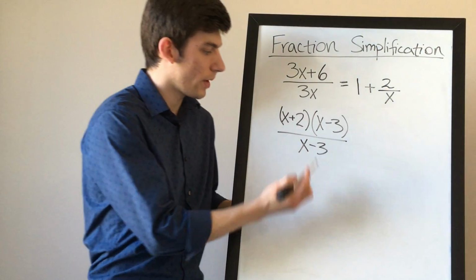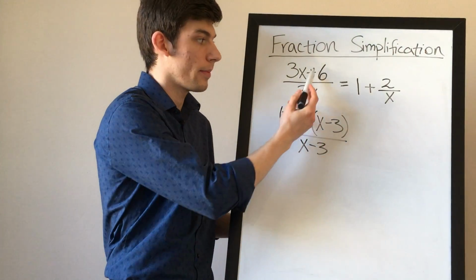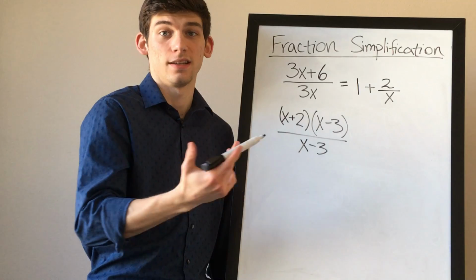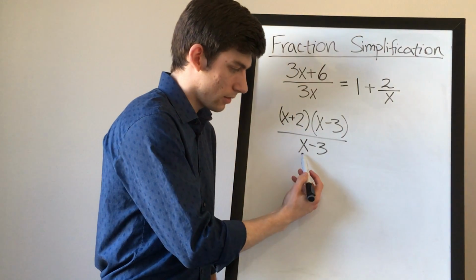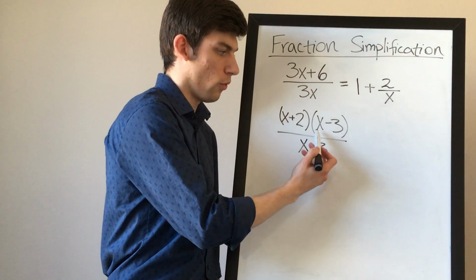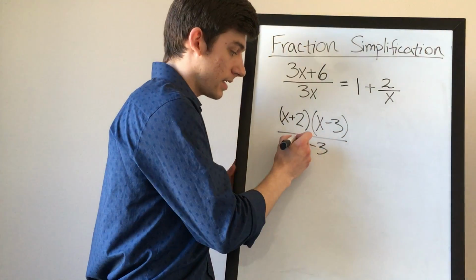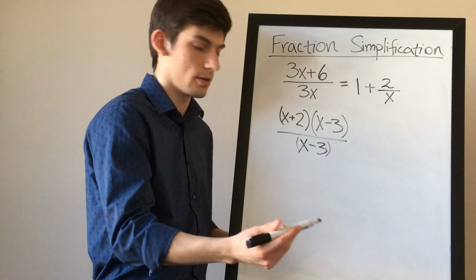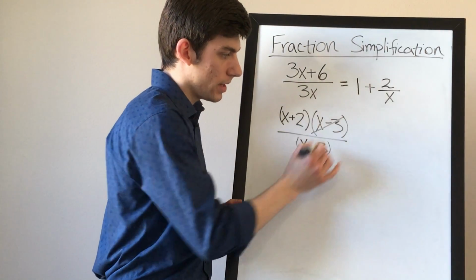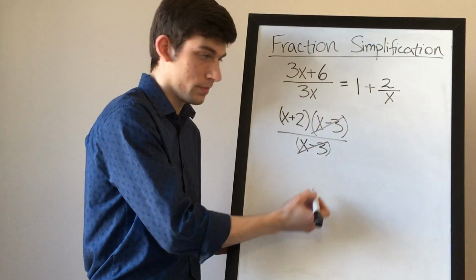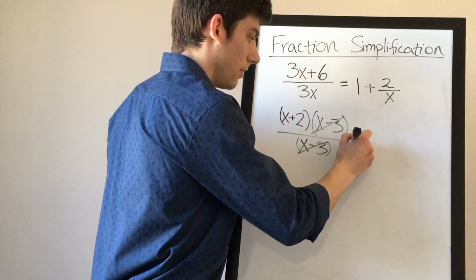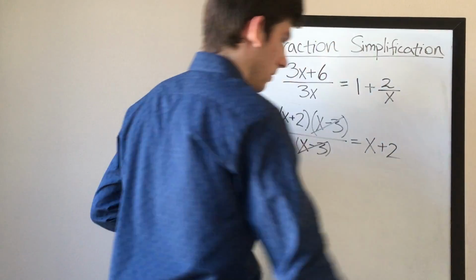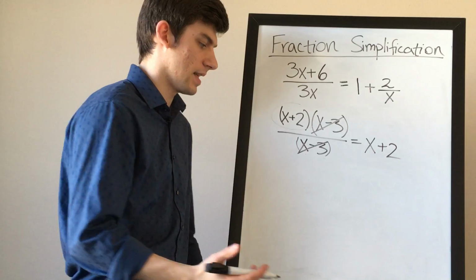Here we have two factors being multiplied together, right? They're not being added, they're not being subtracted, they're being multiplied together. So in this case, we can actually divide stuff out. Luckily, our denominator is equal to one of the factors we have on top. Because these are bound together by multiplication, we can divide stuff out. So x minus 3 would divide out with x minus 3 on the bottom. That would be 1, right? So all you have left is x plus 2.